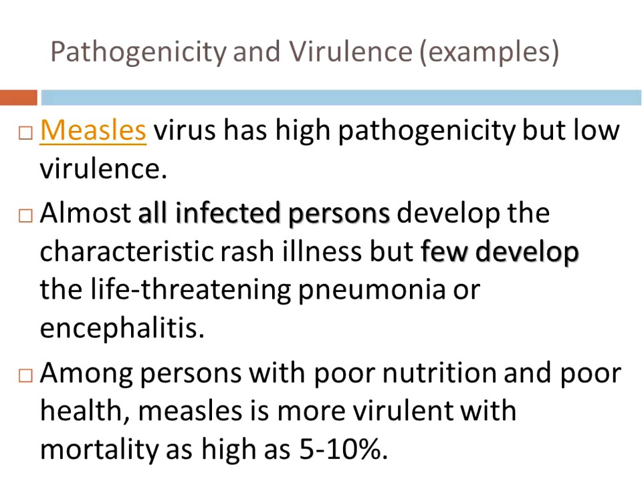Among persons with poor nutrition, poor health, the virulence, the mortality rate, is higher, as high as between 5 and 10%. So think about this. Measles is highly, highly contagious. And so if you are not vaccinated, or even if you are vaccinated, when you're infected with the disease, almost all people develop some kind of mild outbreak. Some people develop an outbreak that's higher than others. But if you have poor nutrition, which is part of your environmental factors, or are in poor health, you're more likely to die from the disease.